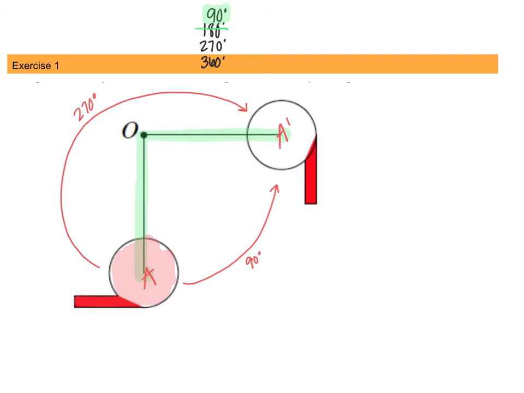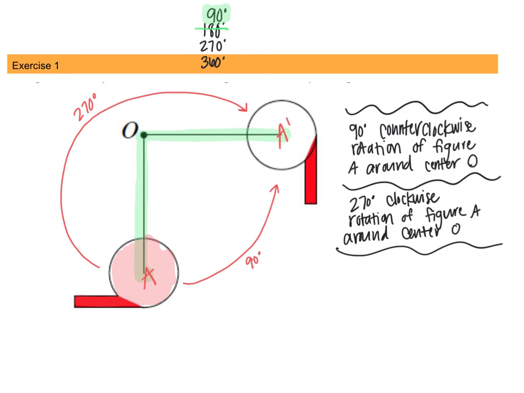But I'm going to go ahead and write the description off to the side, defining this rotation. It's up to you. If you want to choose the 270 or the 90, I'll write both, but you only have to write one, okay? All right, so there you have it. I have the two descriptions here. One way you're going 90 degrees, so it's a 90-degree counterclockwise rotation of figure A around center O. And then if you look at it a different way, you can see a 270-degree clockwise rotation of figure A around center O. Okay, both would map that shape to the next shape. All right, let's continue on.